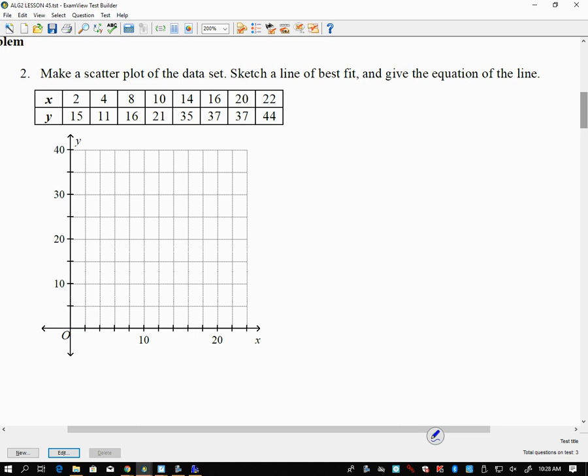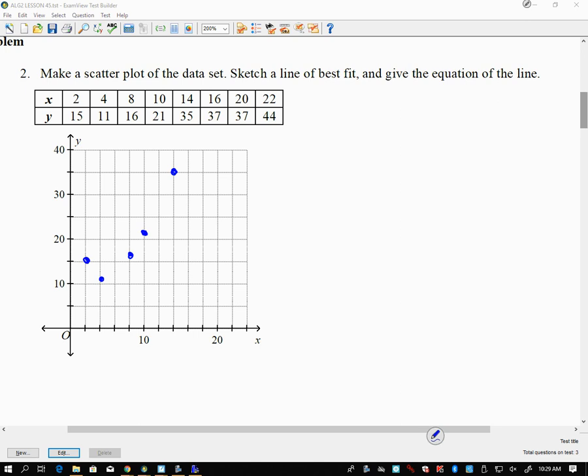Now, you could plot all of this, right? It says 2, 4, 6, 8, 10, so it's going by 2s, right? So we'd have 2 and 15, so that would be right there, right? 4 and 11, so about right there. 8, so we skip 6, we go to 8, 8, 16, so about right there. 10 and 21, so about right there. 14, there's 12, 14, it goes clear up to 35. So 14, 35 is right there.